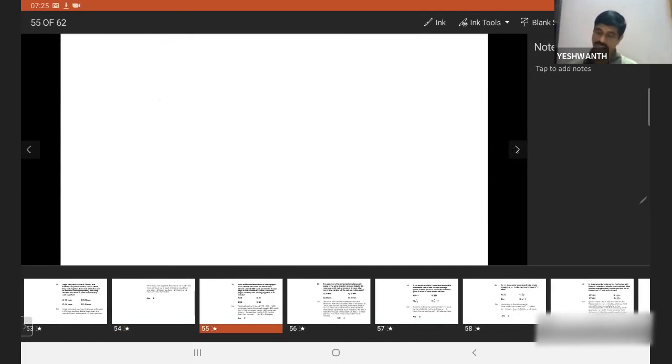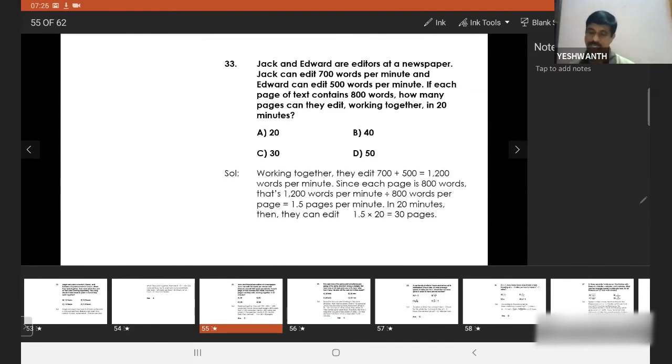Okay, children, let us go to the next question. See, Jack and Edward are editors at a newspaper. Jack can edit 700 words per minute, and Edward can edit 500 words per minute. If each page of text contains 800 words, how many pages can they edit working together in 20 minutes?